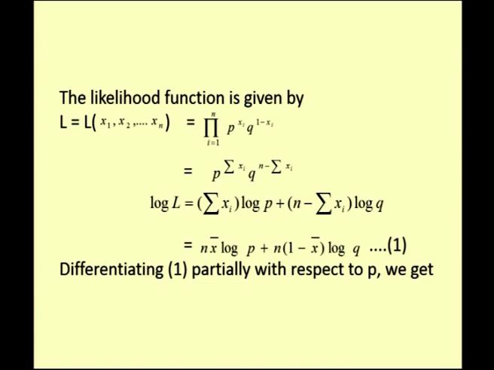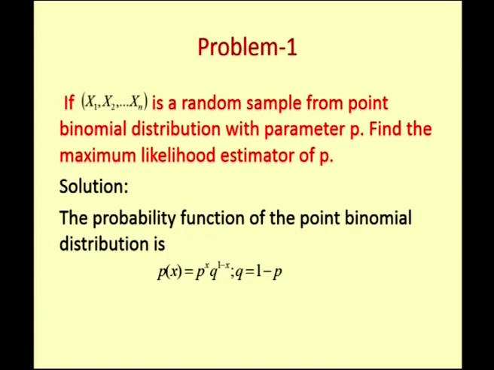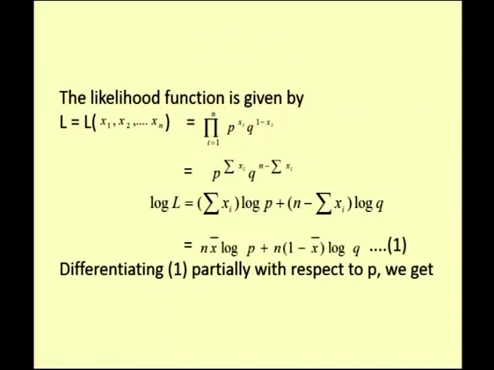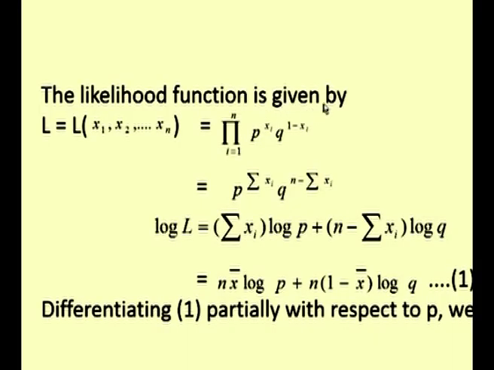Now let us go through the problem once again. If x1 up to xn is a random sample from a point binomial distribution with the parameter p, we are to find the maximum likelihood estimator of p. Therefore, the procedure is: you find the likelihood function, if possible take log L, then differentiate and equate to 0, get the second derivative, substitute what you have got in the first derivative, and if the function is negative, then your maximum likelihood estimator has been obtained. So let us work out this problem. The likelihood function, which I am denoting as L, is L of x1 up to xn.